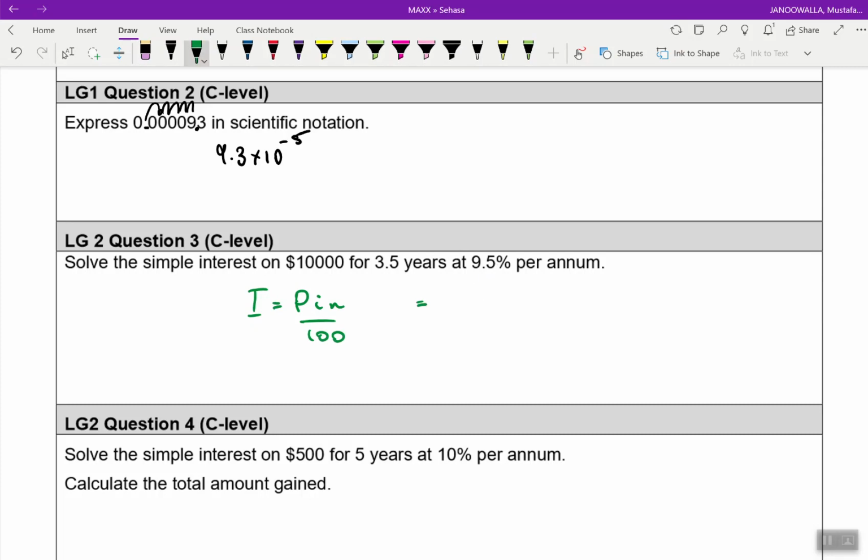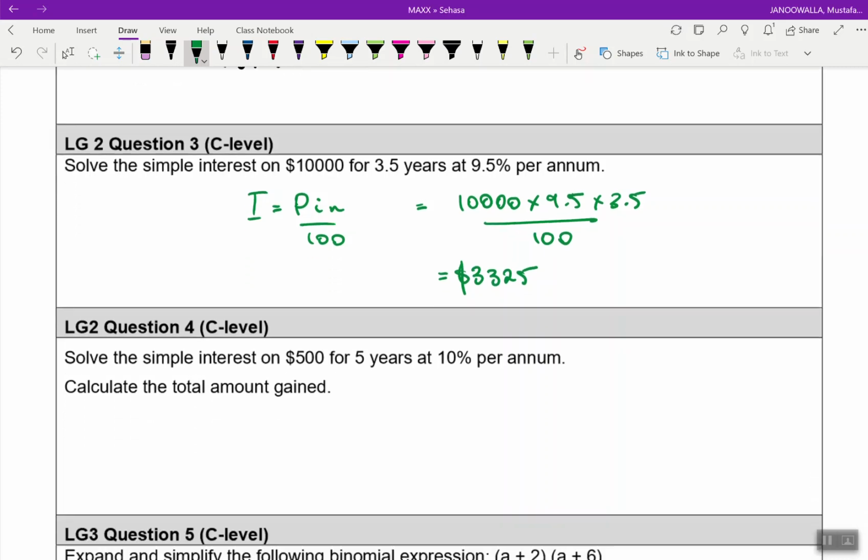So simply we are multiplying all the values. 10,000 times 9.5% times 3.5 years, and divide by 100, and you get an amount there which is $3,325. Okay, don't forget your units.